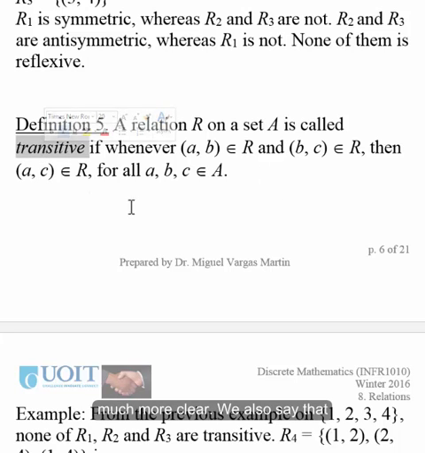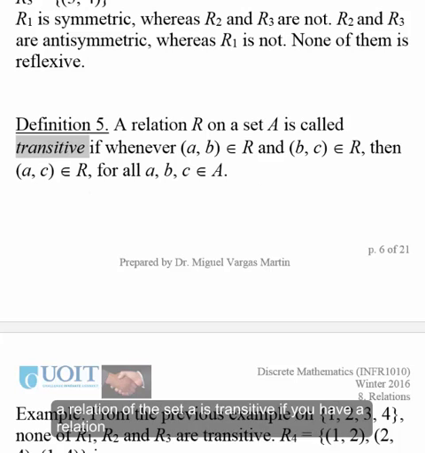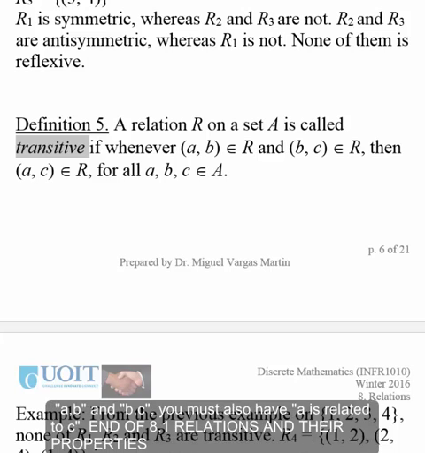We also say that a relation on the set A is transitive if you have a relation (A, B) and then (B, C), you must also have that A is related to C.